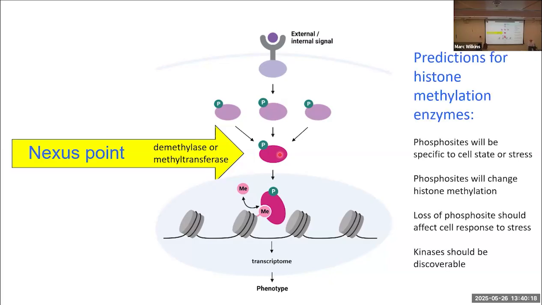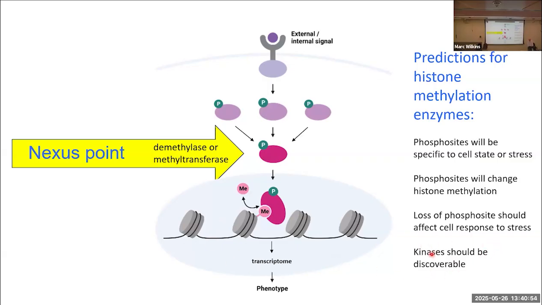And so we can make some predictions. Of these enzymes here, maybe phosphorylation will be specific to cell state or stress. Some phosphorylation events should happen just in certain situations. Stands to reason. The phosphosites, if we change them here, should change the methylation, which is happening downstream. The loss of a phosphosite should affect the cell's response, because information cannot get from here down into here. We've removed that communication point.